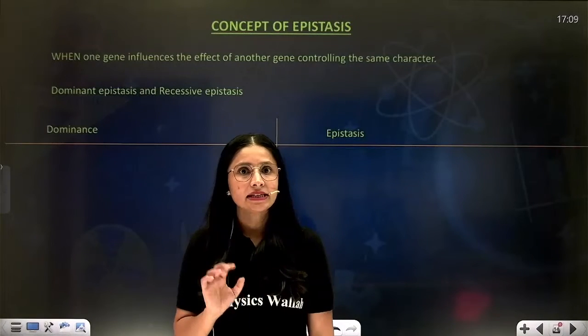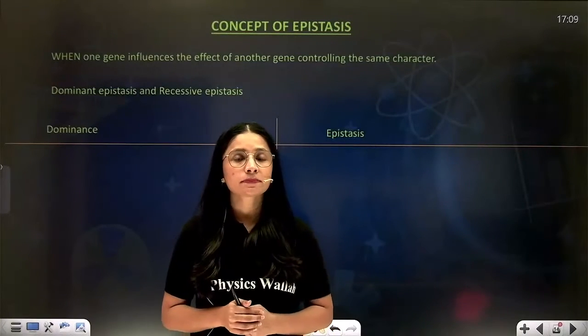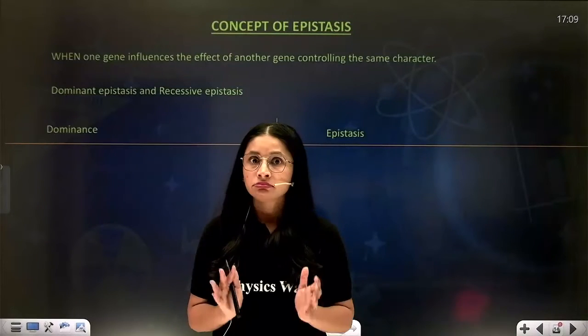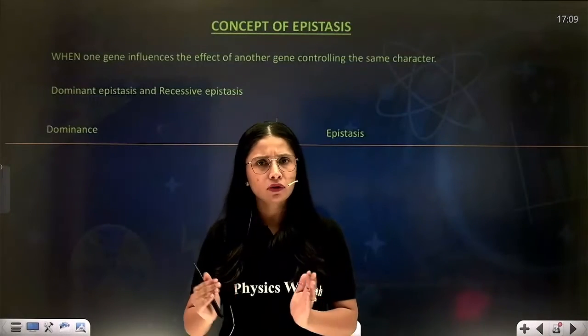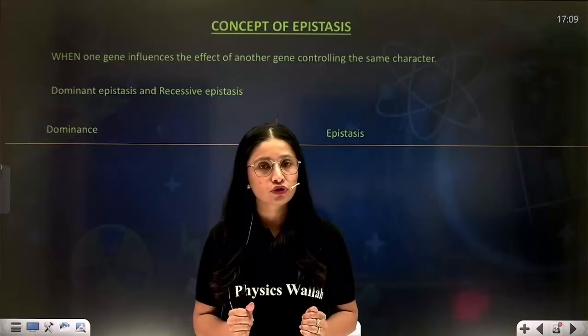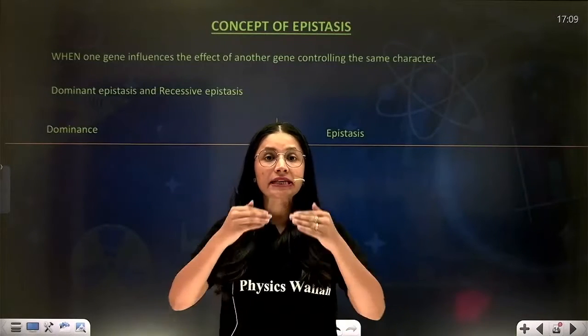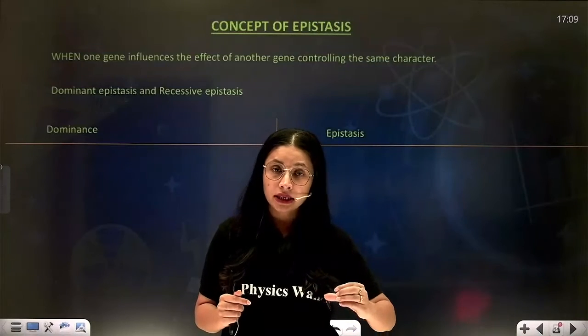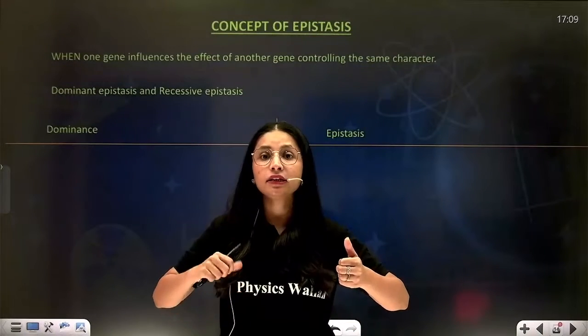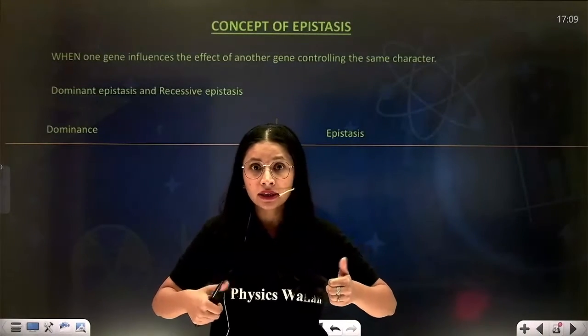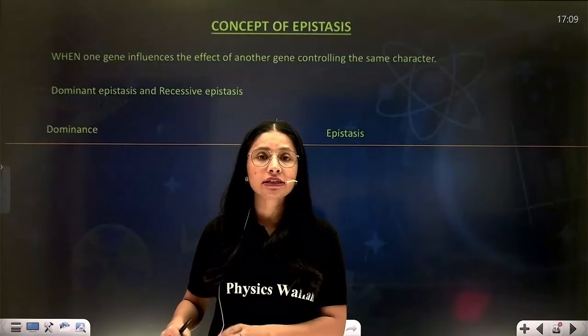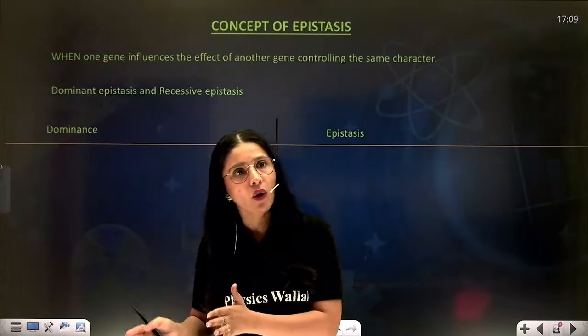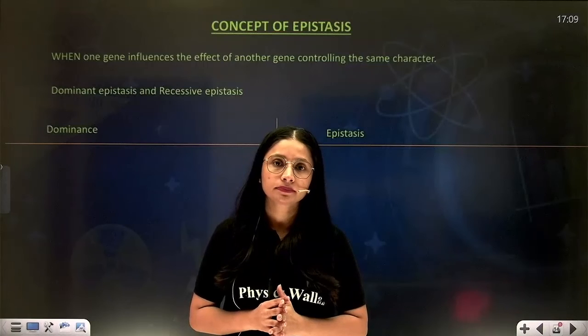Correct? See, epistasis means when two genes, either on the same or different chromosomes, are influencing one character, then one gene can suppress the effect of another gene even if the other gene is present in its dominant or recessive state.